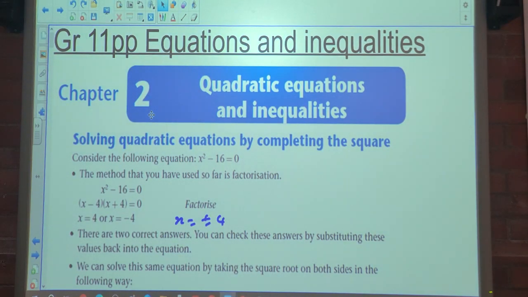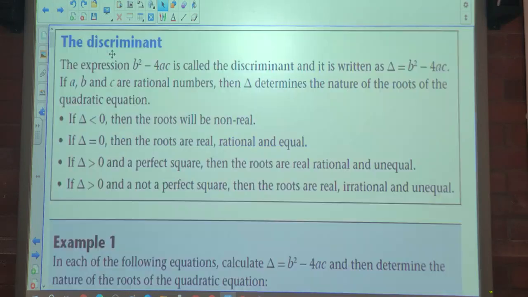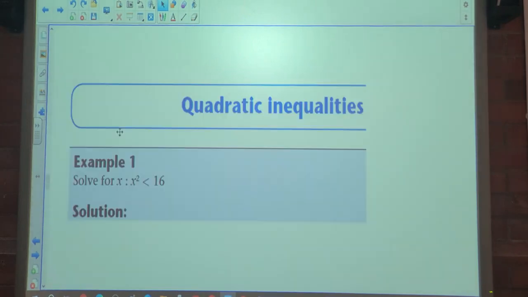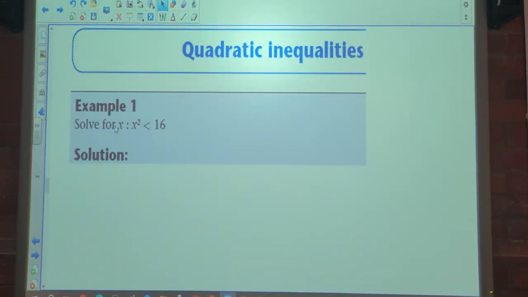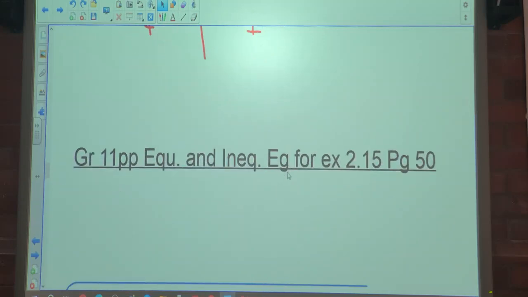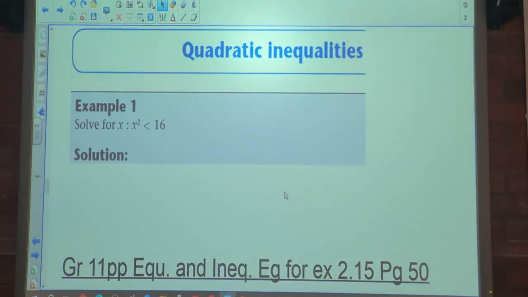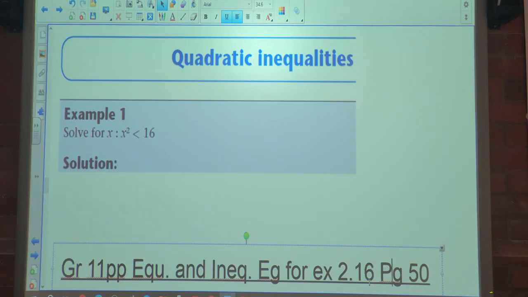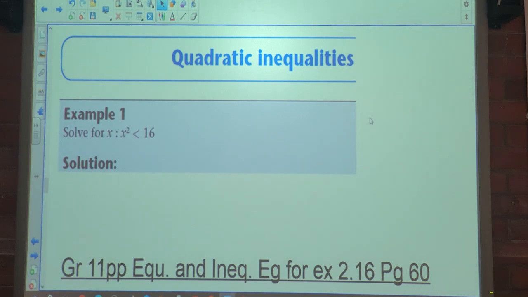So today we're looking at quadratic equations and inequalities. We're going to look at exercise 2.16, quadratic inequalities. These are the examples for exercise 2.16, and exercise 2.16 is on page 60. However, the first example is on page 51.